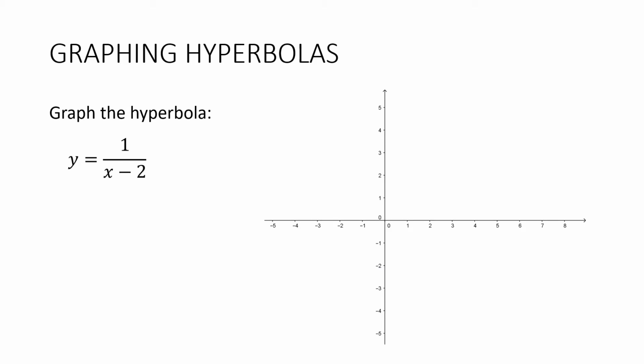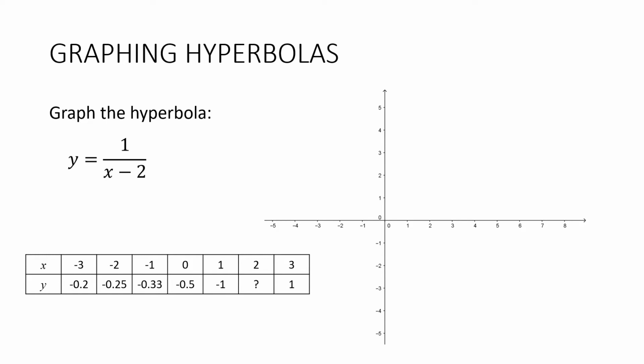Okay, we're going to have a go at graphing this hyperbola. y equals 1 on x minus 2. So one way to graph anything is to draw up a table of values. So let's have a look at how we might do that. I've just chosen the x values -3 through to +3. And just putting the numbers in the calculator, I get the y coordinates.